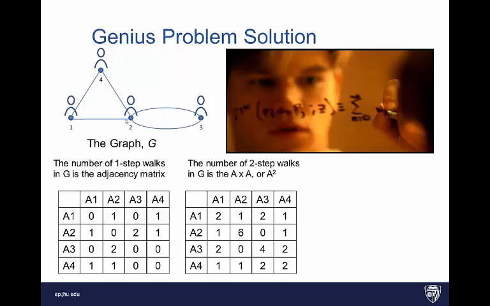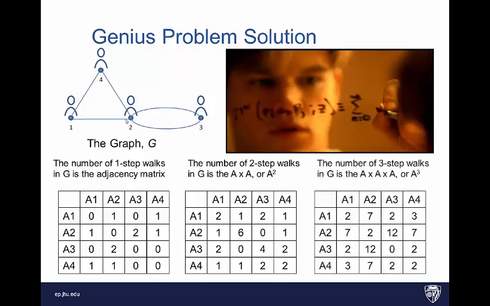I'm assuming you have paused the video and done this exercise. We'll now go through the answers. So here is the number of 3-step walks in the network. This is the conclusion to the genius problem. And I hope that you have been able to not only get this correct answer, but also visually inspect the network to see the number of ways in which you can do 3-step walks through the graph.